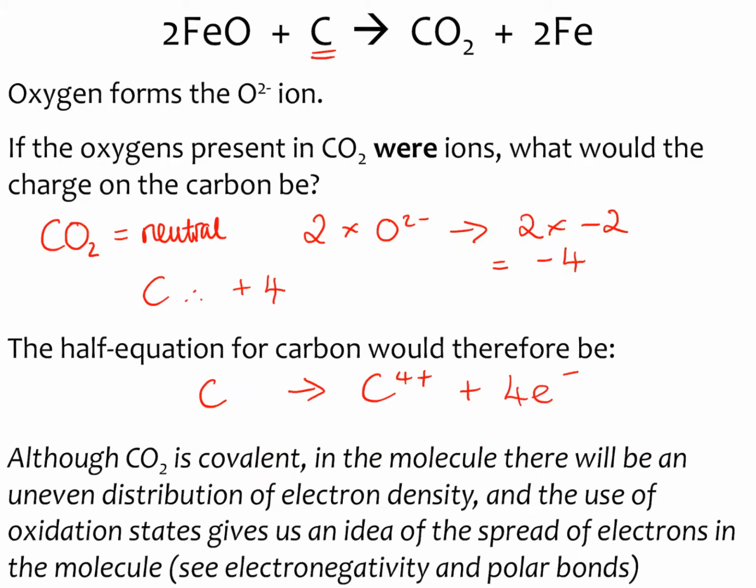Now, although carbon dioxide is covalent, in the molecule there will be an uneven distribution of electron density. And this use of oxidation states gives us an idea of the spread of electrons in the molecule. Now, you could go back and you could remind yourself of things like polar bonding, electronegativity, to give you an idea of what we're talking about there. We don't have ions, we do have a covalent molecule, but we do have an uneven share of electrons. And this oxidation state of +4 is just us saying, if it was ionic, what would the charge be in terms of share of electrons?